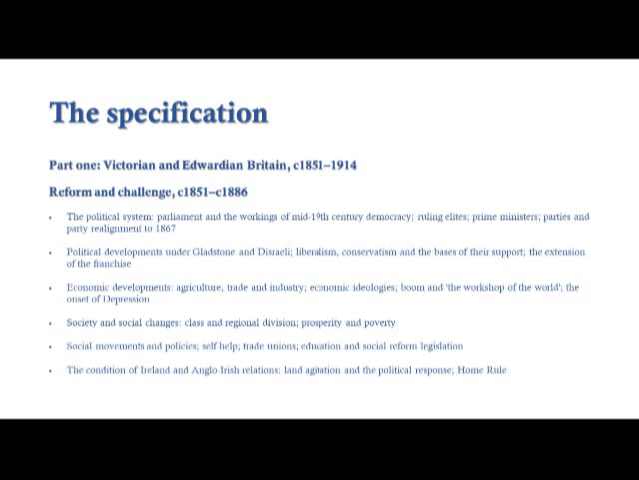Now, it goes without saying, it's an incredibly large specification, takes in a vast chunk of history, so it is impossible to go through everything. What I have done is looked at the previous questions that have come up in recent years, perhaps looking at those areas of the specification that came up 4 or 5 years ago, or haven't really been assessed too much.